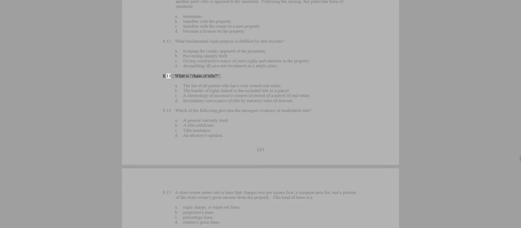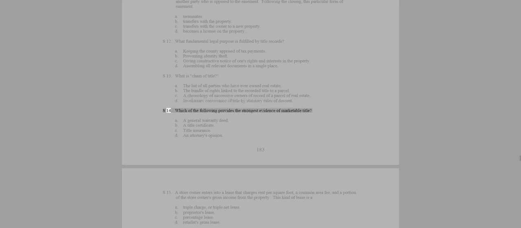S13. What is chain of title? A. The list of all parties who have ever owned real estate. B. The bundle of rights linked to the recorded title to a parcel. C. A chronology of successive owners of record of a parcel of real estate. D. Involuntary conveyance of title by statutory rules of descent.